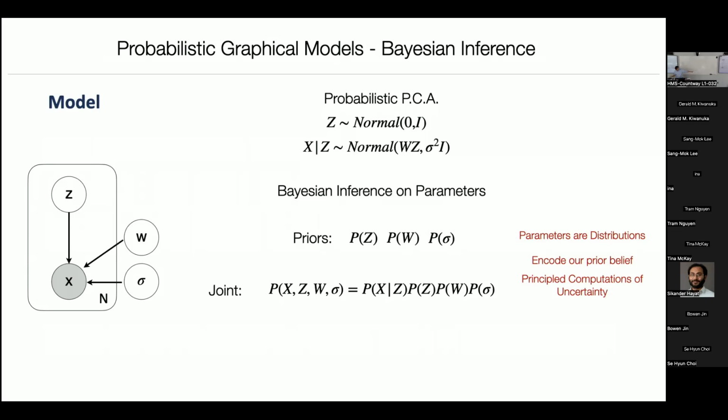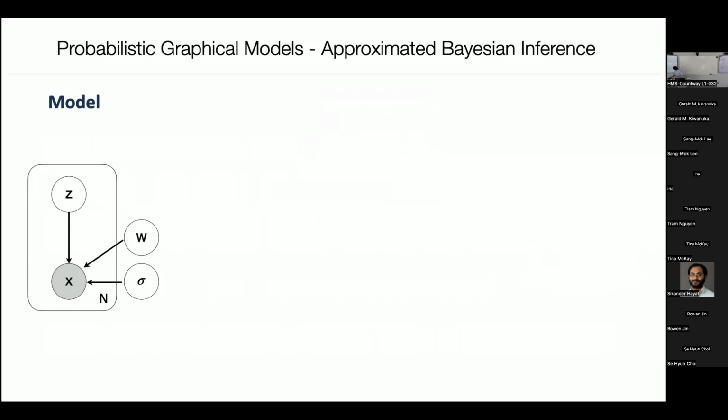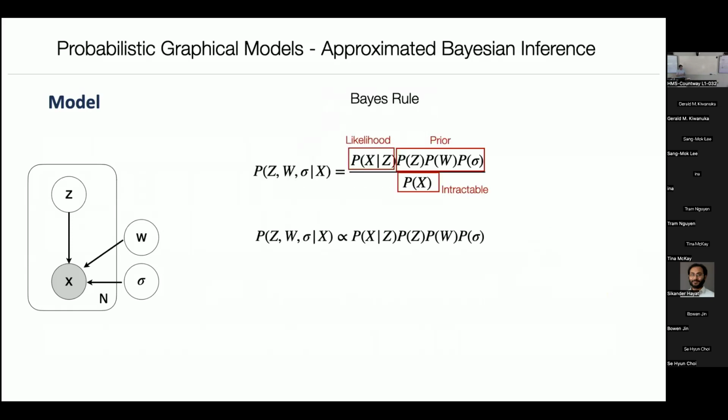What I'm showing you at the bottom is, with the prior and the way the likelihood of the data is represented, we have the joint distribution that I was telling you captures all the information in the probabilistic model. So how do we infer these parameters of the model? We use Bayes' rule to compute the posterior distribution given the data.